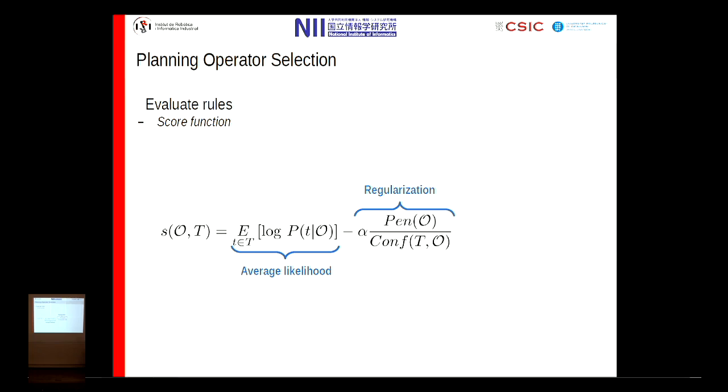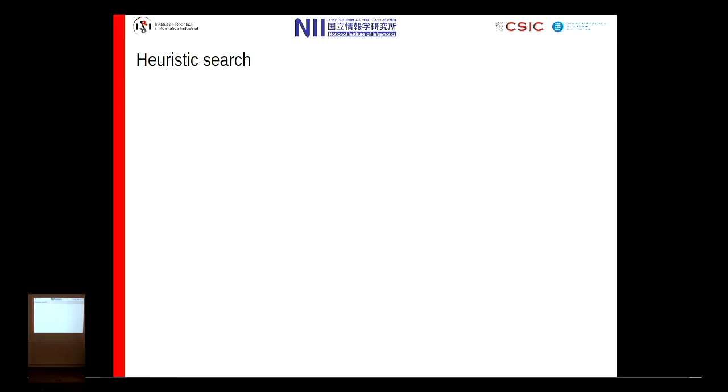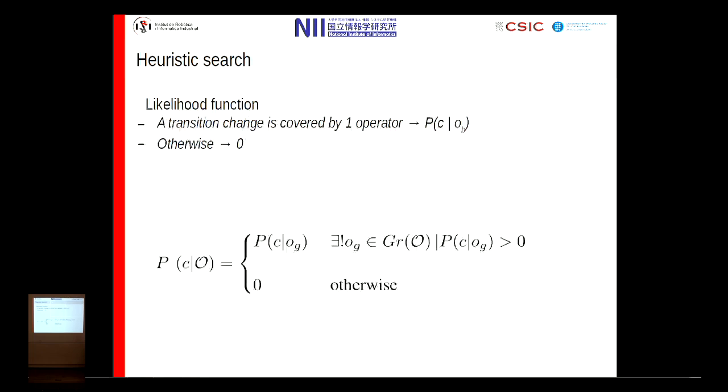Well, and based on this score function, we will do a heuristic search to select our best subset. So for the heuristic search, we will modify the likelihood function being used. The standard one, whenever an operator covers a transition change, returns the probability with which it covers the change.